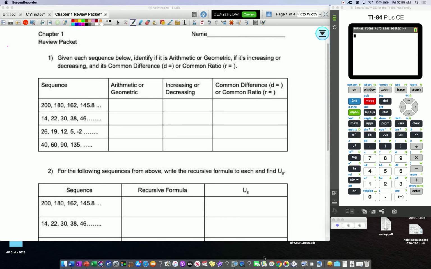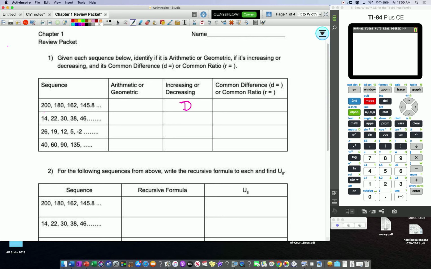It says, given each sequence below, identify if it's arithmetic or geometric, if it's increasing or decreasing, and the common difference d, that's arithmetic, or common ratio r, that is geometric. If I look at the first one, 200, 180, 162, 145, that already tells me that it's decreasing, it's going down. That's probably the easiest thing to define.